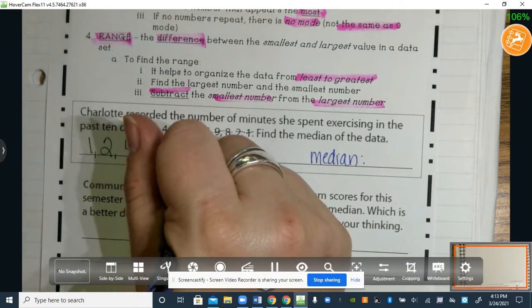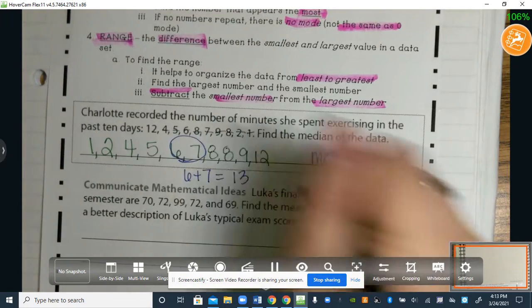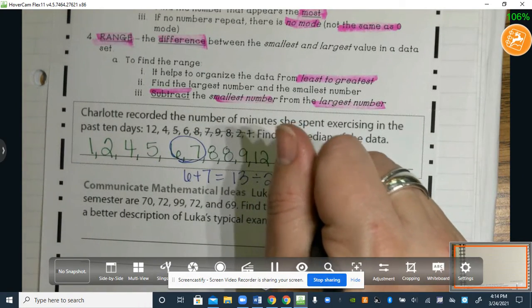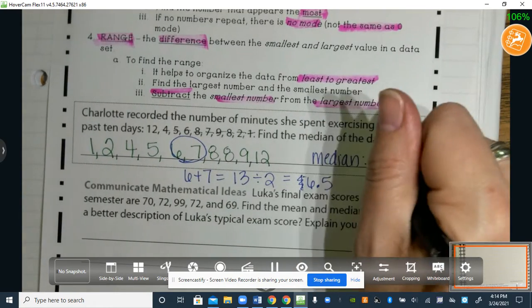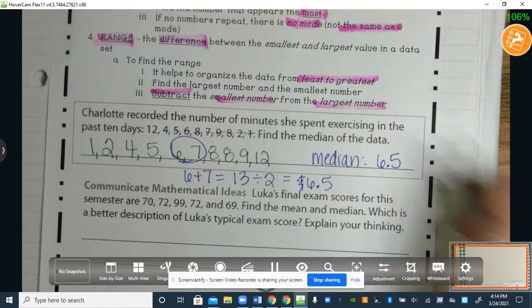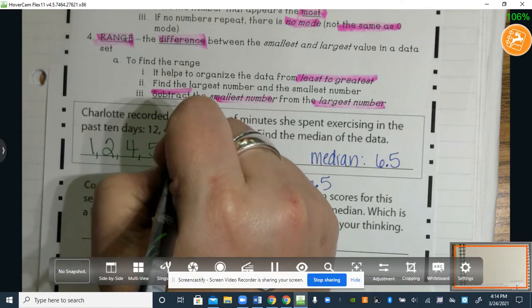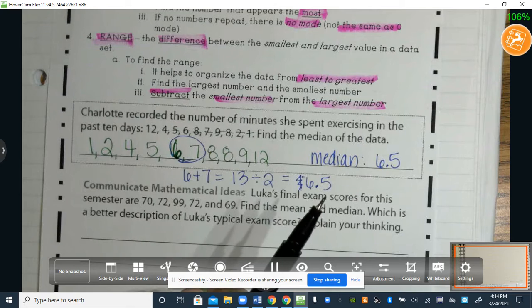So I have to add them up. 6 plus 7, well, that gives me 13. 13 divided by 2, well, that gives me 6 and a half. So the median is 6 and a half. Right? Because you have 2 numbers in the middle, you add them up and you divide by 2 because I added up 2 numbers. You find the average of those 2 numbers.